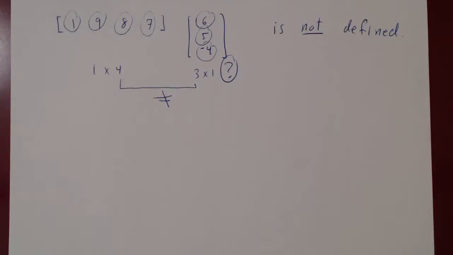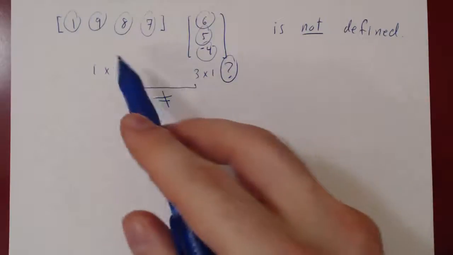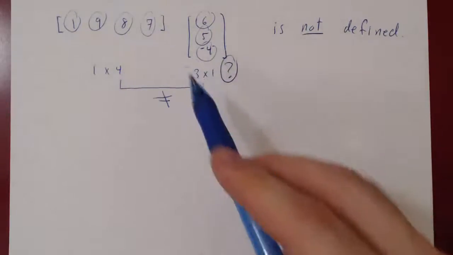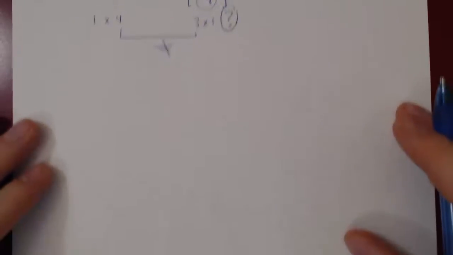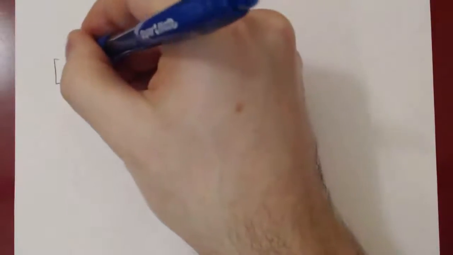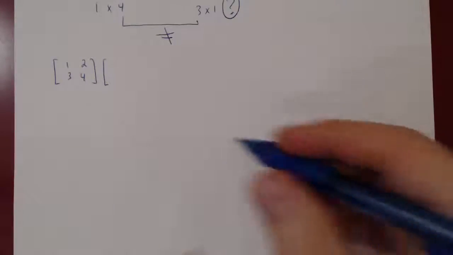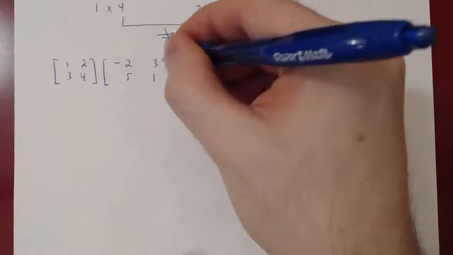Now, the question is, well, what if we have more general matrices, not just a single row times a single column, but an arbitrary rectangular times an arbitrary rectangular matrix? When is the product defined? And if so, how does it work? Well, let's see. Let's start with a very simple example. Two 2 by 2 matrices. So we start with 1, 2, 3, 4 times, say, negative 2, 3, 5, 1.